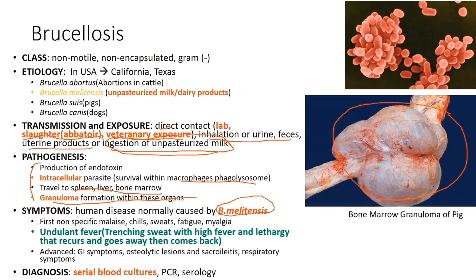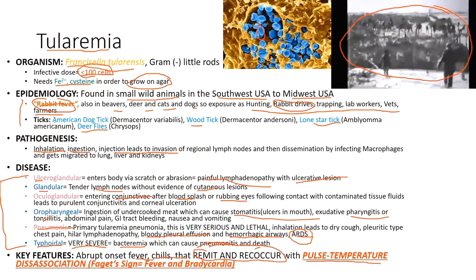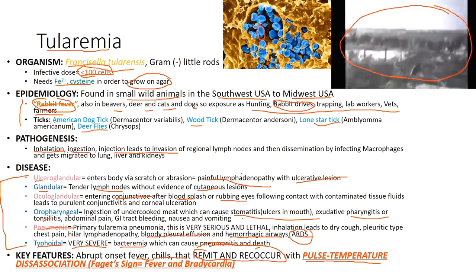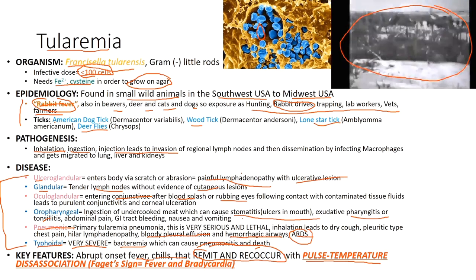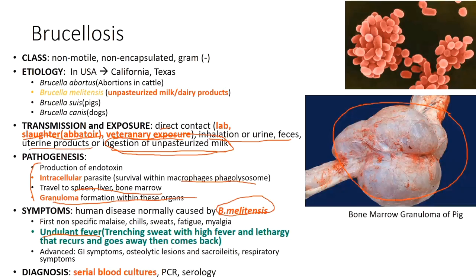This is known as undulant fever. So it should be drenching sweat with high fever and lethargy that recurs and goes away and comes back. So it just keeps coming back and forth. High fever, not. High fever, not. So we talked about recurring fever and chills plus the pulse temperature dissociation in tularemia. Here, it's just sweating, high fever, lethargy, and then it goes away. And then those three things come back.